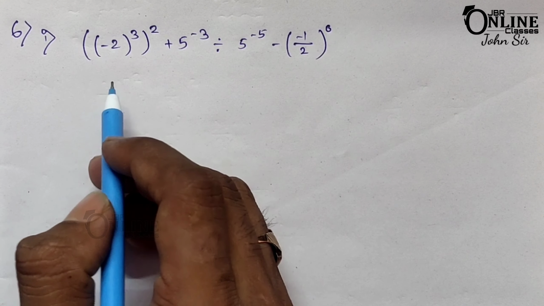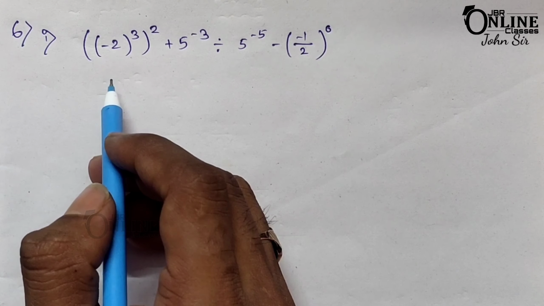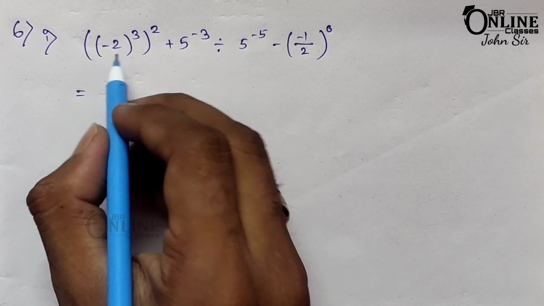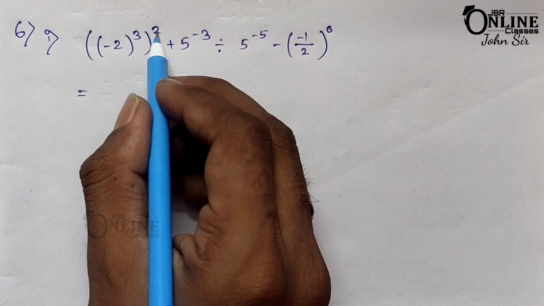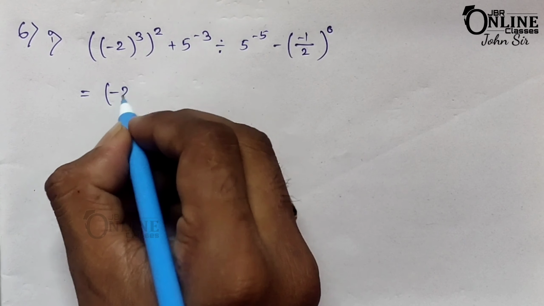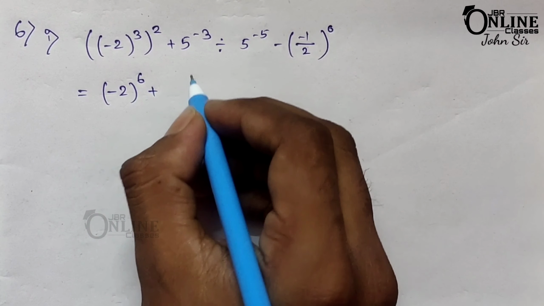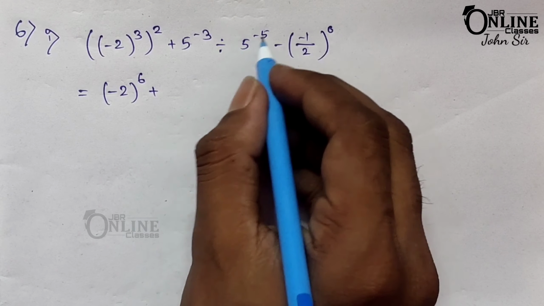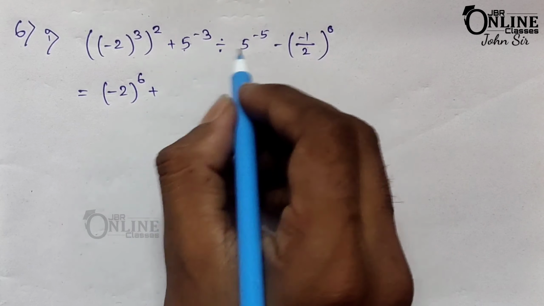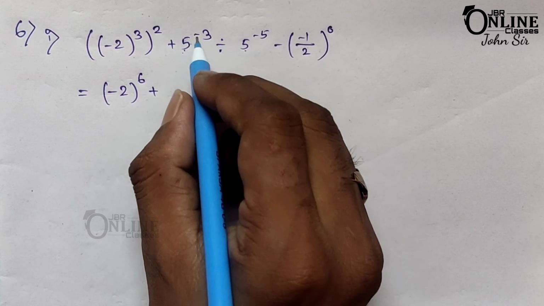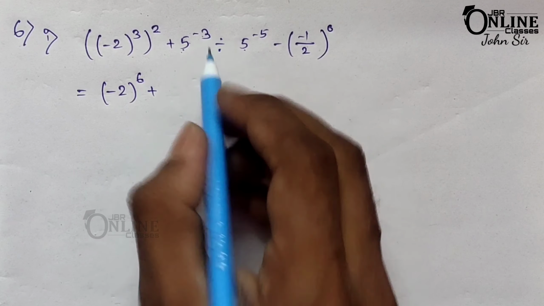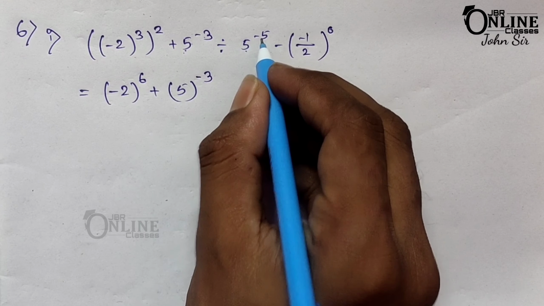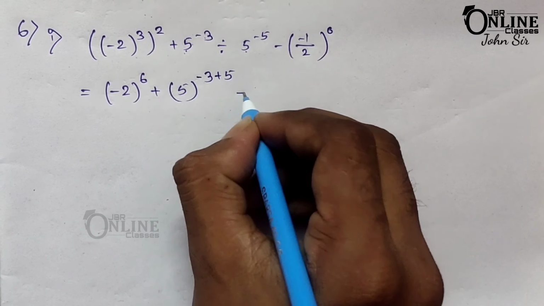Sum number 6(1). Simplify and write the following in exponential form. Okay, so here 6(1). Minus 2 whole to the power 3 into 2, so here 3 into 2 is 6. So write down minus 2 whole to the power 6. Then here 5 to the power minus 3, divided by 5 to the power minus 5. So here the base will be same, both are 5, so the powers will be subtracted. So write down 5, and then minus 3, then minus 5, so it becomes plus 5, then minus.